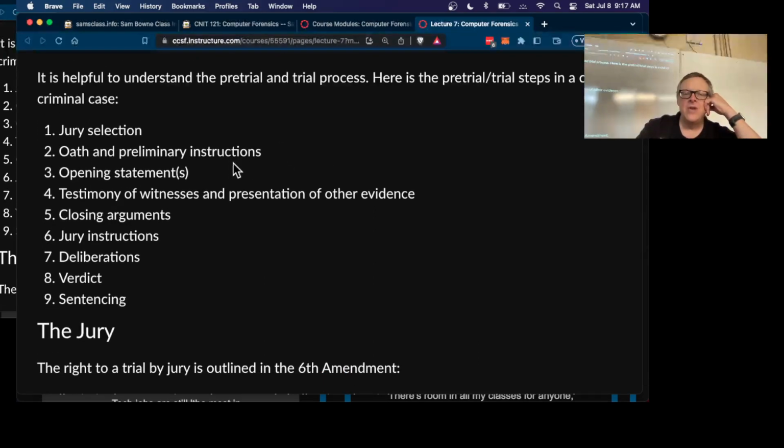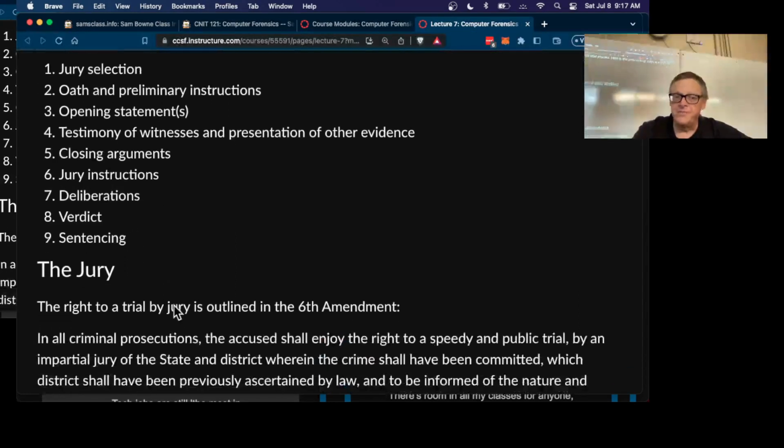Then they give you an oath and instructions. There are opening statements where both sides state how they're going to prove what they claim. Then you have witnesses and evidence, closing arguments, jury instructions. Then the jury goes off into a private place to deliberate, which can take from hours to days. And then you have a verdict. And then after the jury makes a verdict, then the judge declares sentencing.